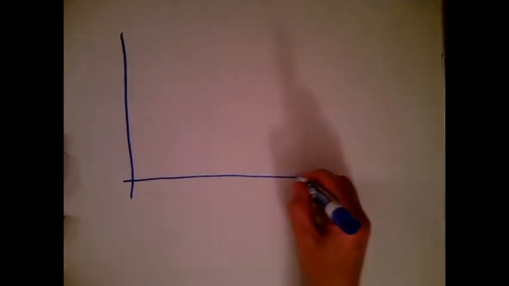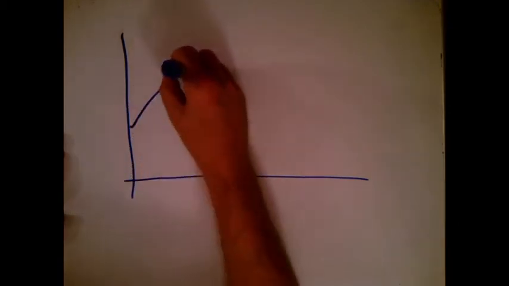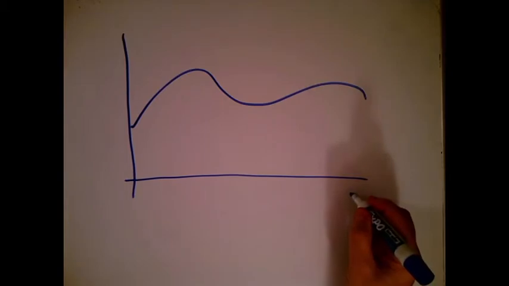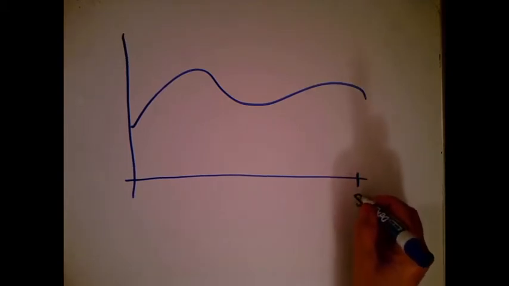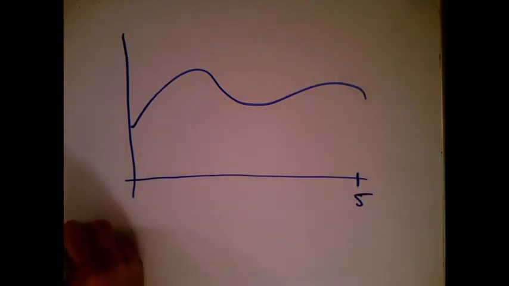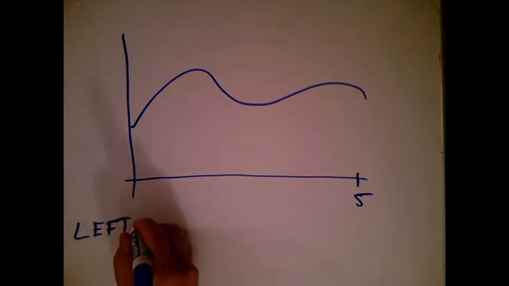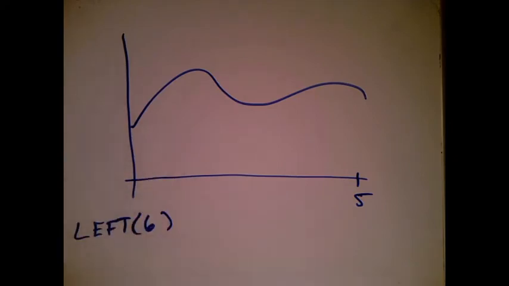So what I want to do is draw a graph of anything I want. How about like that? And let's say we go all the way to 5. And someone wants me to draw the rectangles corresponding to left 6. Well, here we go. What do I need to do?